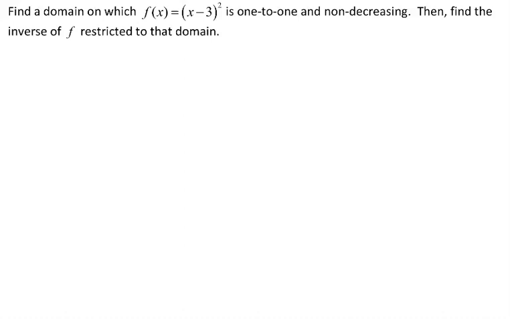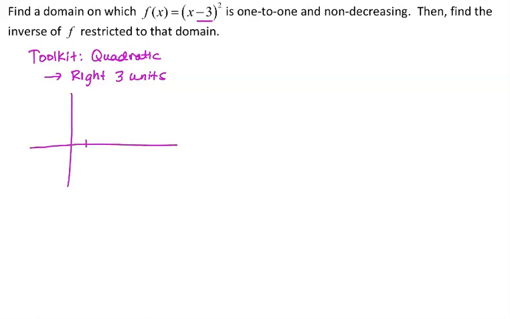If we think about this original function we were given of our toolkit functions, this is an example of a quadratic function. Having the minus 3 on the inside of that quadratic function has caused this U-shaped parabola to be shifted to the right 3 units. So let's sketch a graph of what our toolkit function would look like if it was shifted to the right 3 units. Normally in our toolkit function, the vertex, the center of the U-shaped graph, would be at the point 0, 0, but since we've moved to the right 3 units, it's now going to be at the point 3, 0.